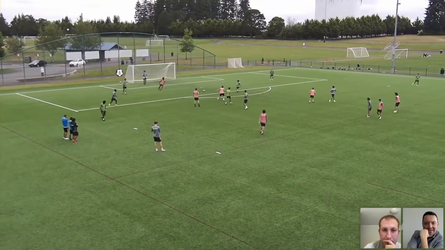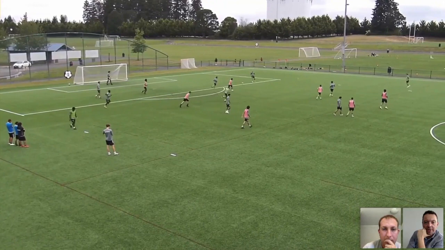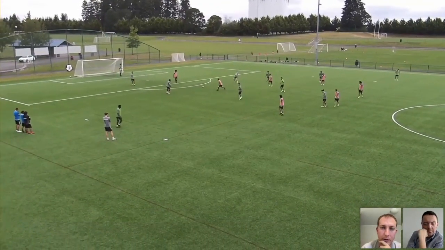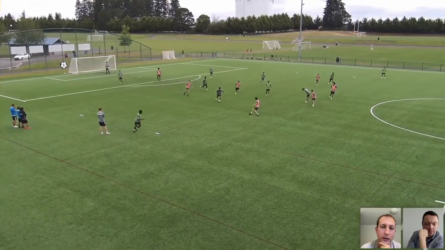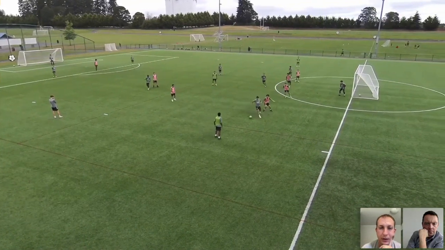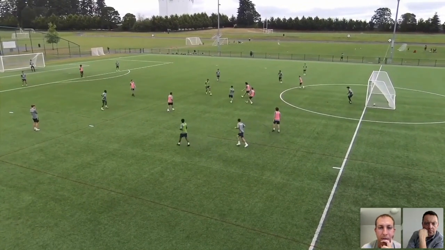Very well animated. So is this the game that you were talking about? Yeah, so this is the game. This is the 8v8 plus 3. So you can see the guys in green. We have a winger on the outside, each side, and the number 6 in the middle. This is, again, when we didn't have as many players available.